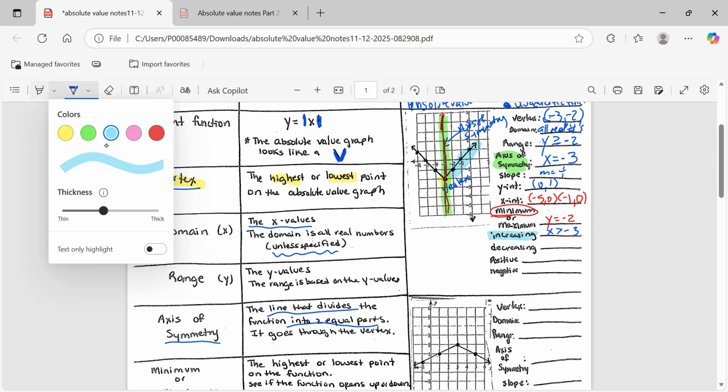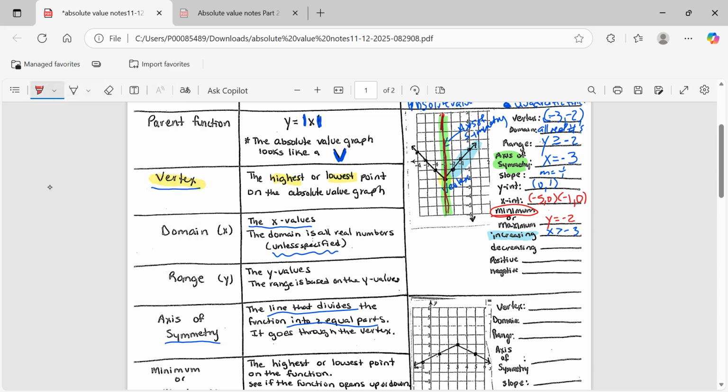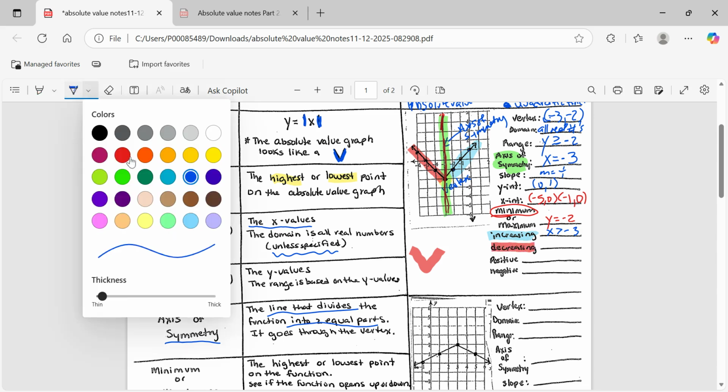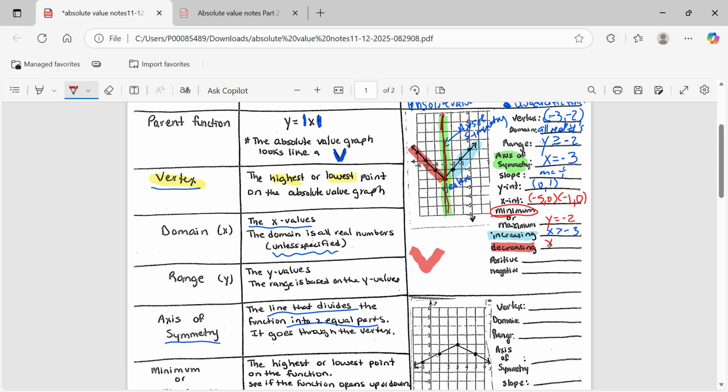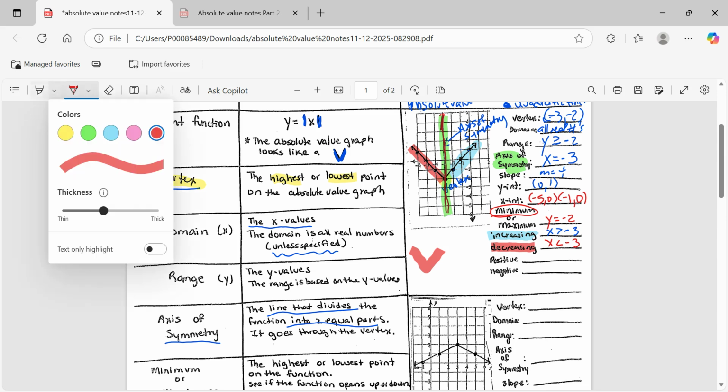My function is going to be decreasing. Let me give it a red over here on the left side. Because again, when we draw a V, we are going to draw a V like this, going down and then going up, right? Decreasing and then increasing. So it's going to be decreasing on the left here, where x is less than -3. So, I mean, it has to be one or the other because that vertex is going to be our turning point.